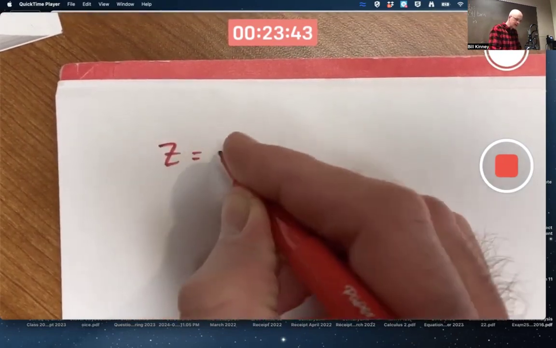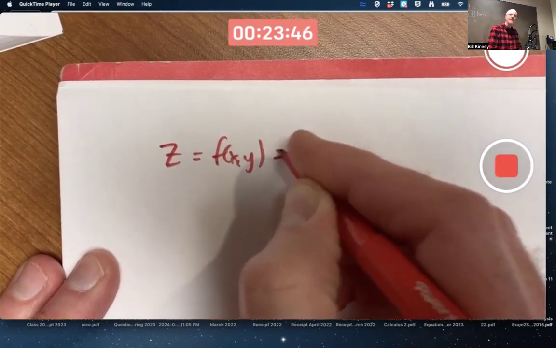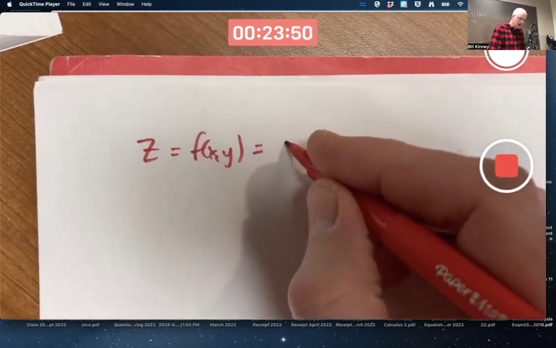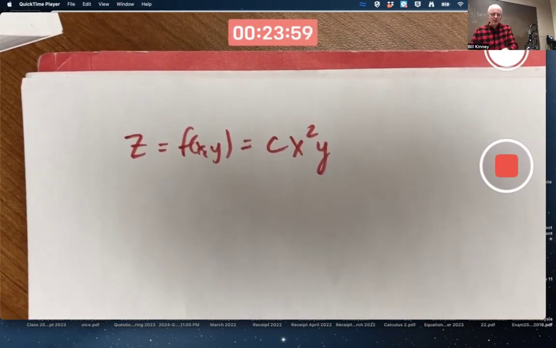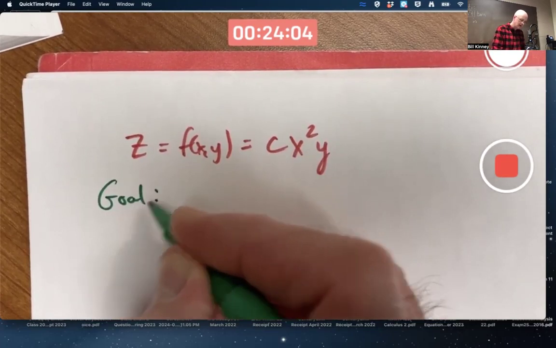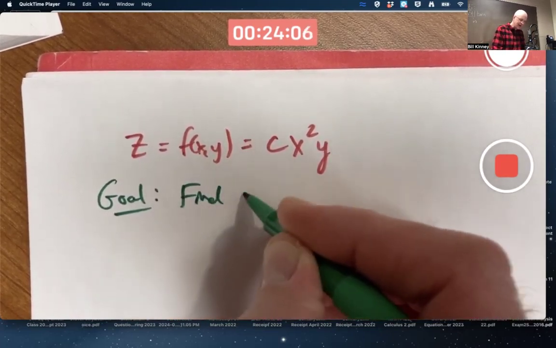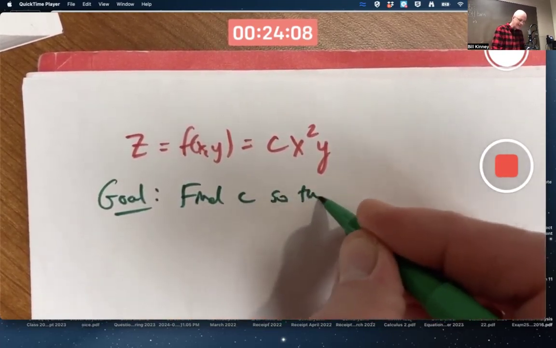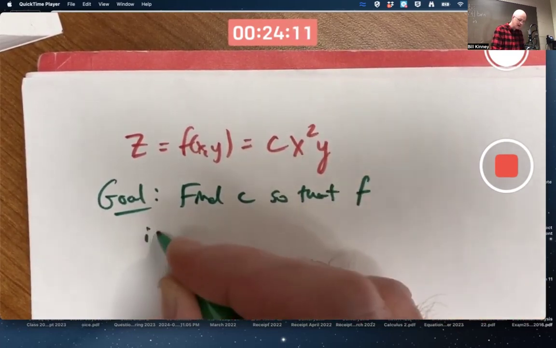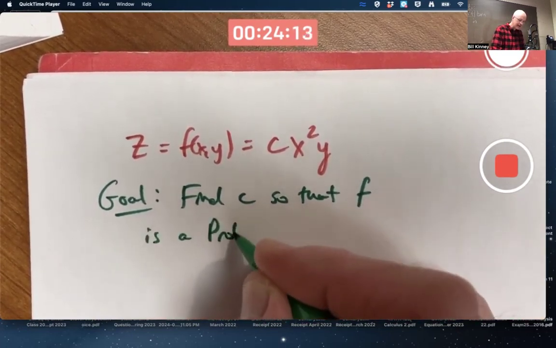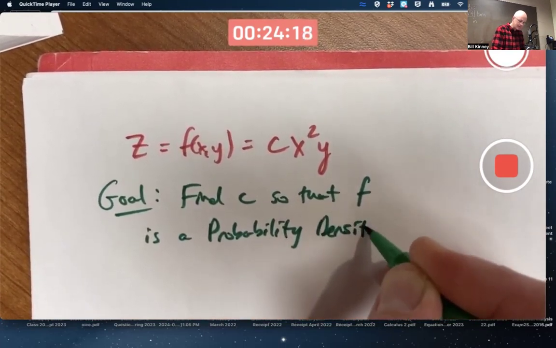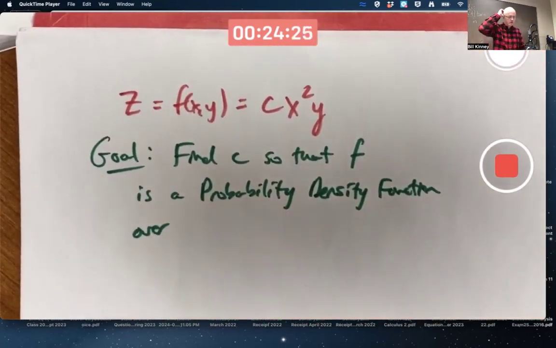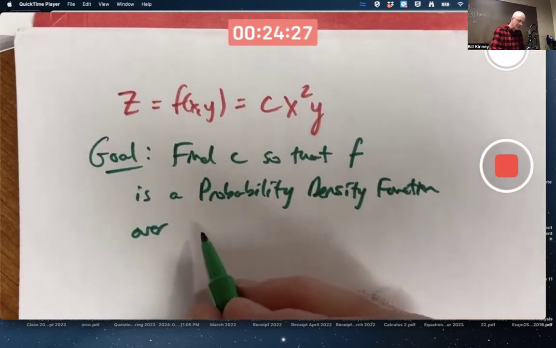Some function z equals f of x, y. I'm going to make it be some unknown constant c times x squared times y. I want to use this function and find the value of c so that f is what's called a probability density function over a certain domain.